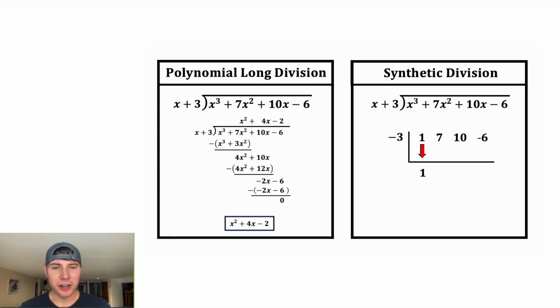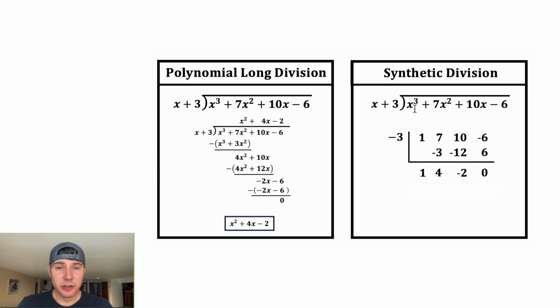First, we'll bring down the 1. And then we're going to multiply negative 3 times 1 to give us negative 3. And then we're going to add the 7 plus the negative 3, which is 4. And then we'll multiply again. Negative 3 times 4 is negative 12. And then we're going to add again. 10 plus negative 12 is negative 2. And then we're going to multiply again. Negative 3 times negative 2 is 6. And then we're going to add negative 6 plus 6 is 0.